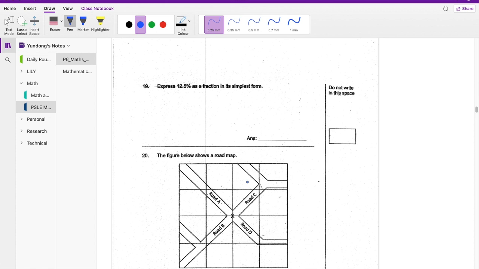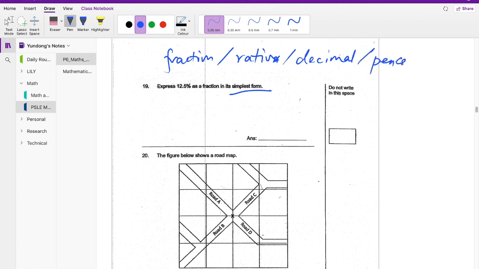19. Express 12.5% as a fraction in the simplest form. Well, for the fraction, there are a number of concepts, right? We need to link them together. For example, the fraction, we have the ratio, we have the decimal, also have the percentage. They are different forms, but they are interchangeable.